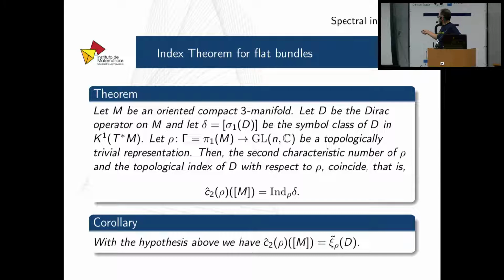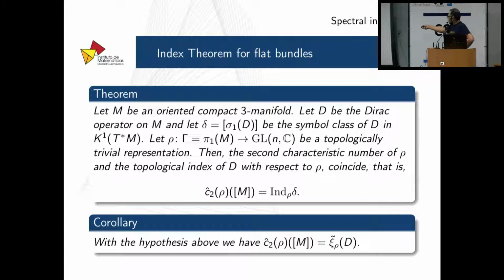Then the second characteristic number of rho and the topological index with respect to rho will coincide. In other words, one way to compute this topological index is computing this secondary characteristic number. And since, by the index theorem for flat bundles, the topological index is the same as the analytic index, this second Chern-Simons class number of M and rho can be computed using this reduced eta invariant, but only for topologically trivial representations.